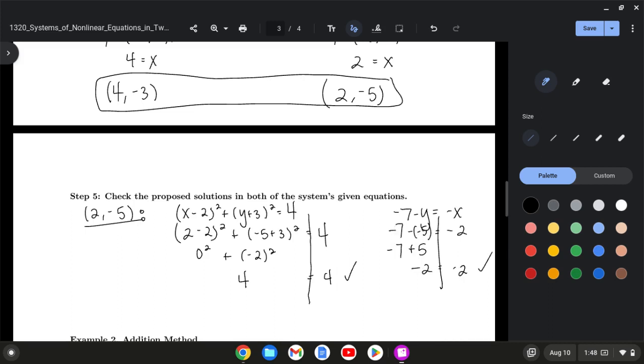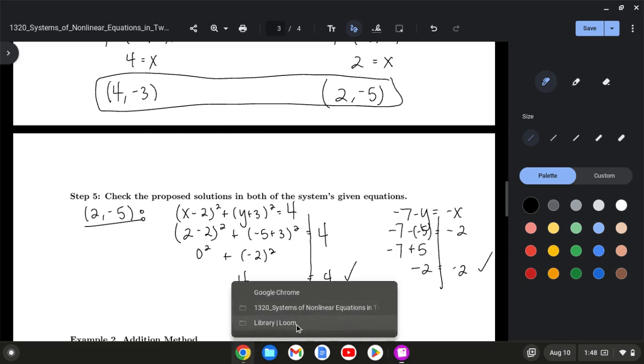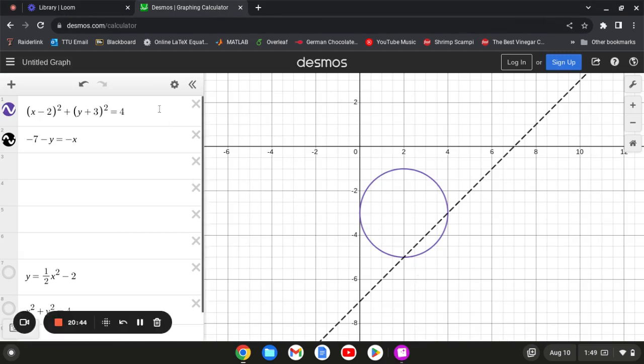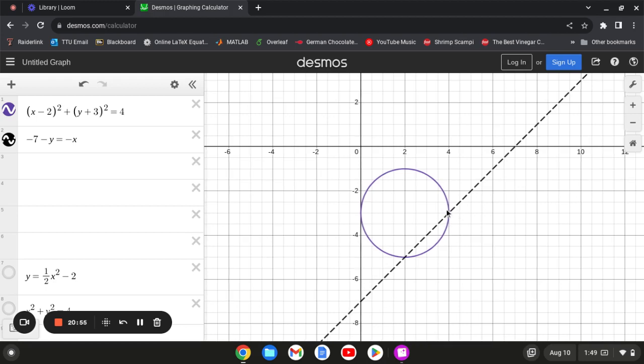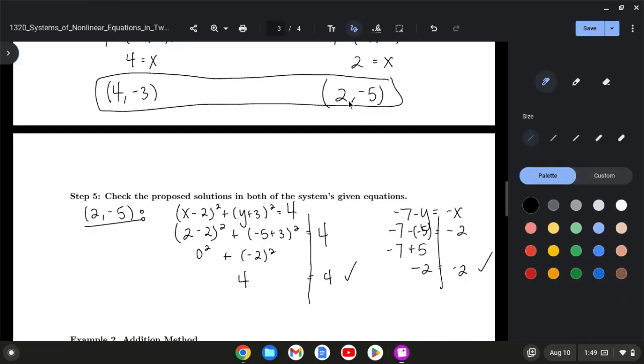We have one more point to check, which is 4, negative 3, which I encourage you to check algebraically, just like I've done with 2, negative 5. But we could also graph it and check it that way. And so here I have our first equation, which is our circle here in purple, and then our second equation, which is our line, which I have plotted as a dashed line. If you click on the graphs in Desmos, it'll actually tell you your points of intersection. So 4, negative 3 is in fact a shared point, as is 2, negative 5, which is exactly what we got here. All right.